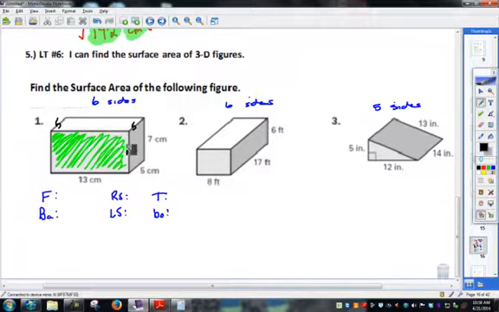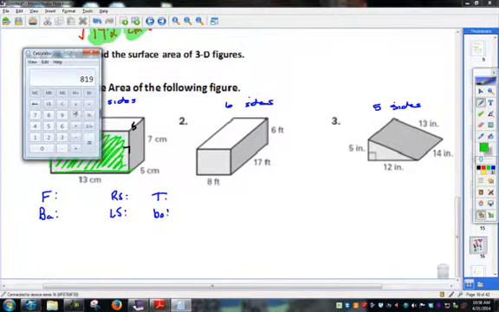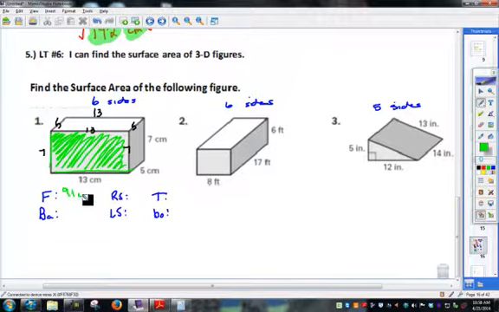This here would be 7. This would be 7, 7, 7, and 7. And then this would be 13. This would be 13. So to find the area of the front, I just look at my rectangles. I know that it is 13 by 7. Get out my calculator again. It's going to be 13 times 7. I know that the area formula of a rectangle is base times height. So there's where I get 91 centimeters squared.